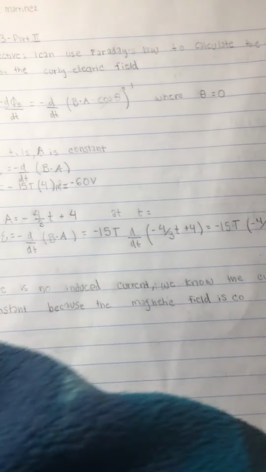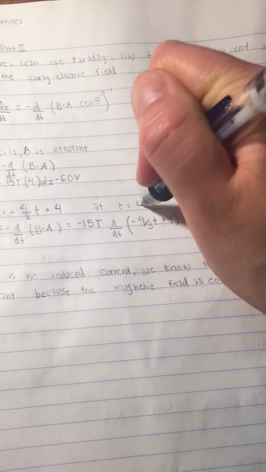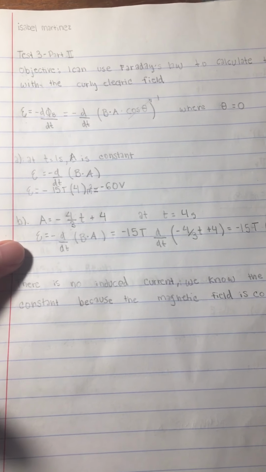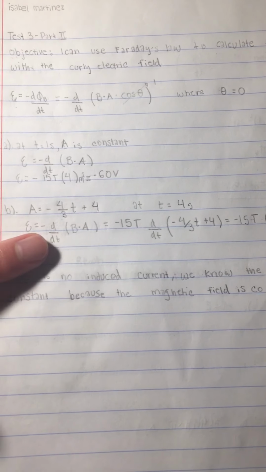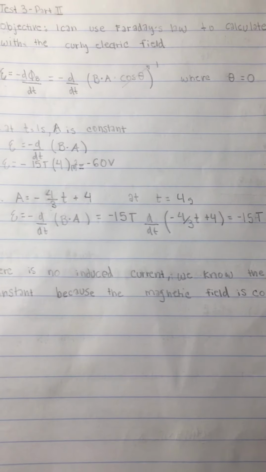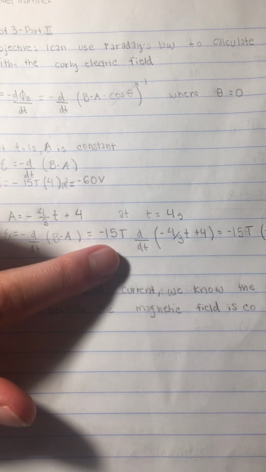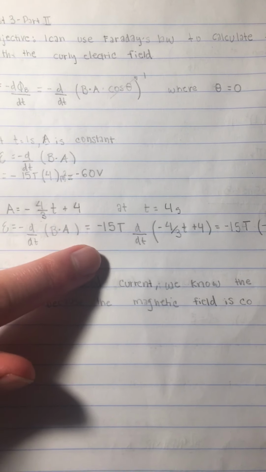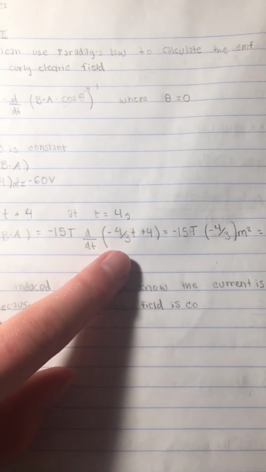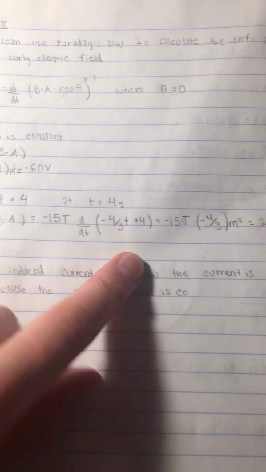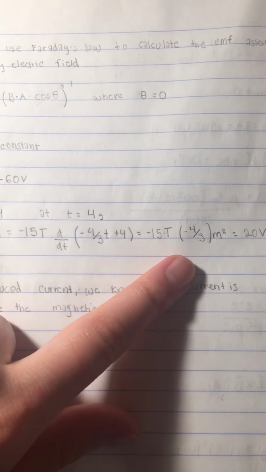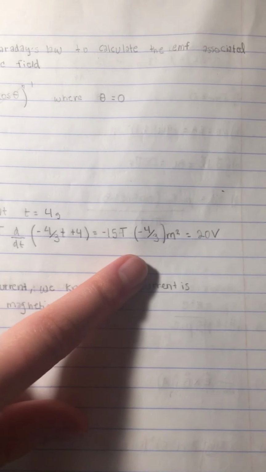T equals 4 seconds here. Okay, so we will still use the same equation: potential equals negative d over dt times magnetic field times the area. In this case, we cannot dismiss the d over dt now, though we can for the magnetic field because it's constant. So we have negative 15 teslas times d over dt of negative 4/3 t plus 4. Taking the derivative of that, we get negative 15 teslas times negative 4/3 meters squared per second, which gives 20 volts.